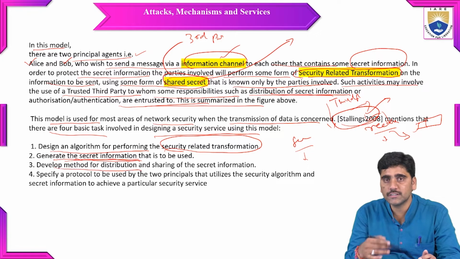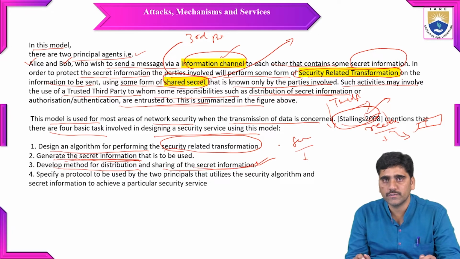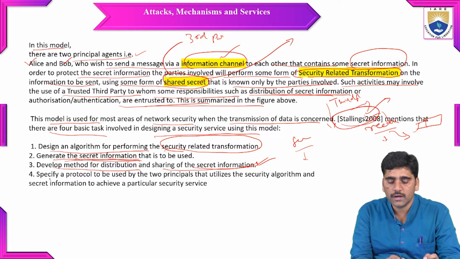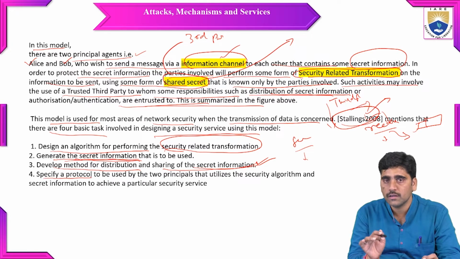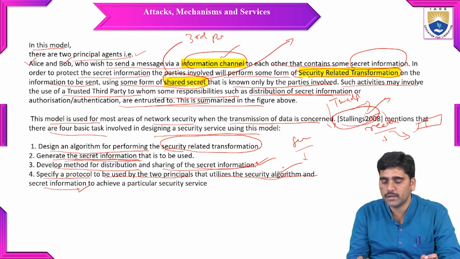And develop a method for distribution and sharing of the secret information. So you have to develop a method for sending, receiving and sharing the secret information. And specify a protocol to be used by the two principals that utilizes the security algorithm and the secret information. The security algorithm maintains security, and the secret information under the message is going to be received by the receiver.